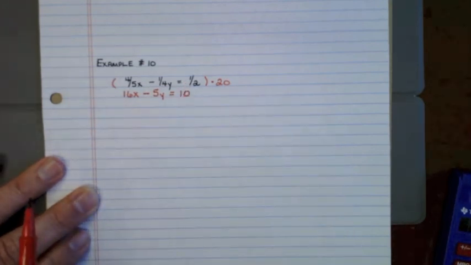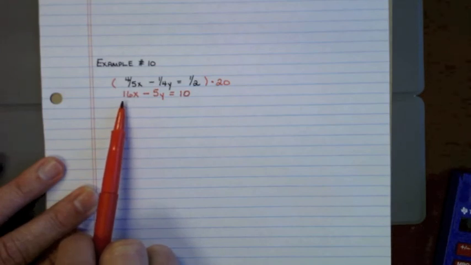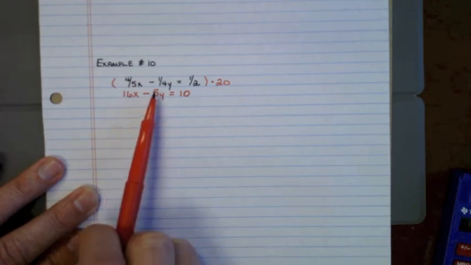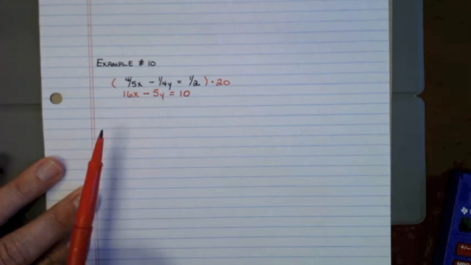Let's see if this one's in standard form. Now, are all the variables on the left side? Yes. Are they in alphabetical order? Yes. Do I have any fractions anymore? Not anymore. Is the first one negative? No. This is in standard form.